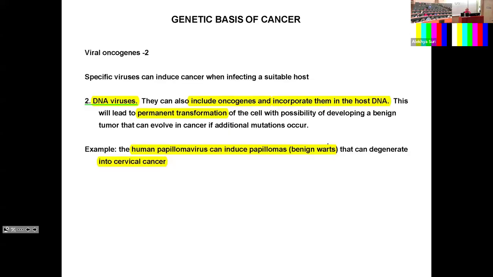Some of the examples are the human papillomavirus. So that is the procedure I want you to learn. You don't need to memorize the names of the viruses, but you need to know what the two types of viruses are, DNA and RNA, and what the mechanisms are.